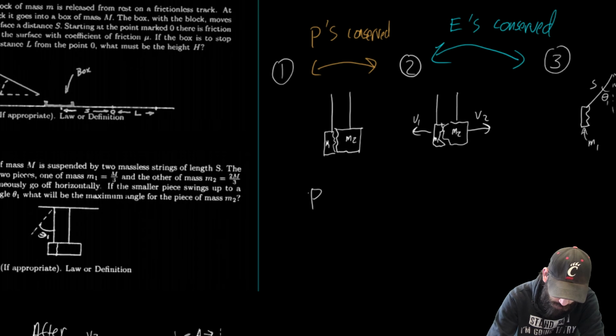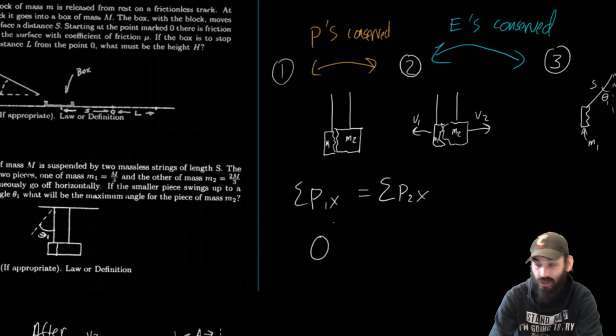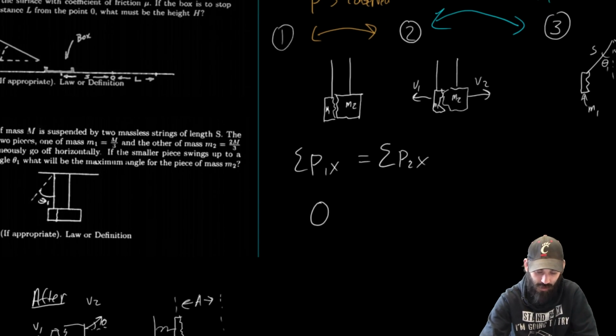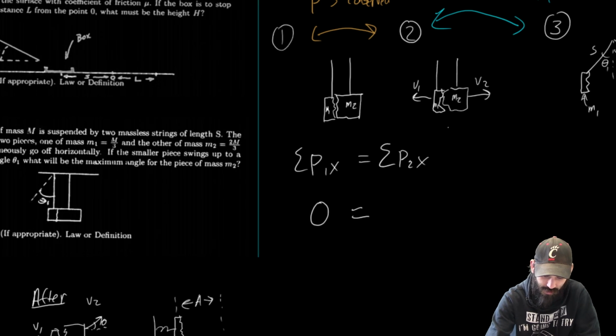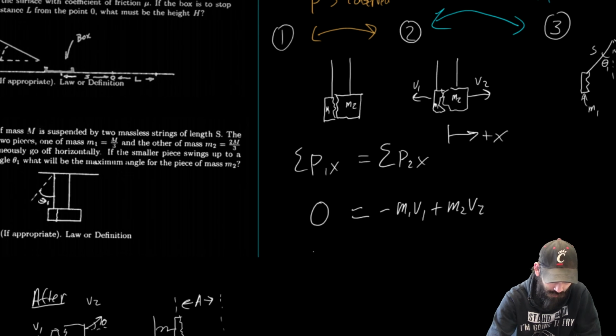So the sum of P1 in X is going to be equal to the sum of P2 in X. So kind of boring state to start with. It starts with nothing going on. And then in the second state, let's call this the plus X direction, we have minus M1 V1 plus M2 V2, or M1 V1 is equal to M2 V2.